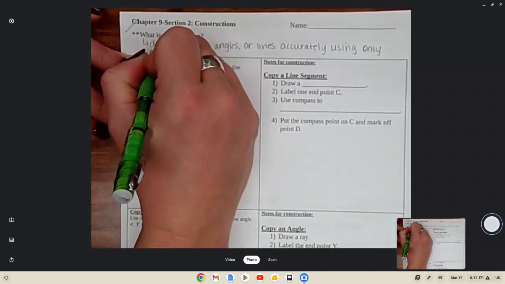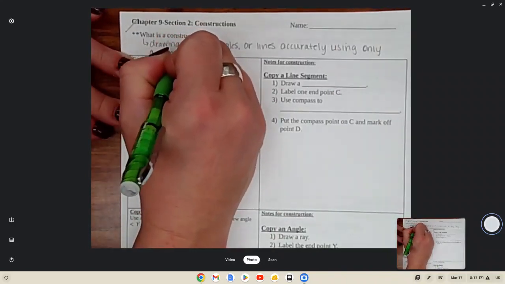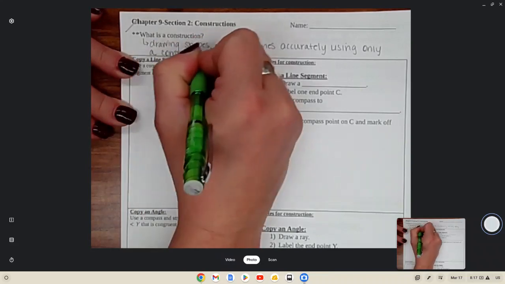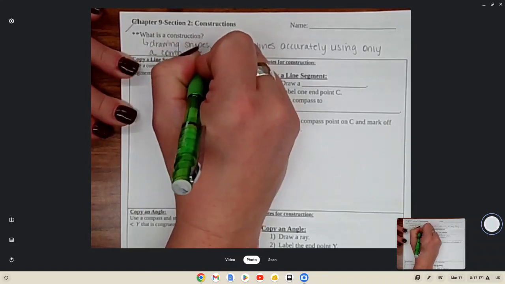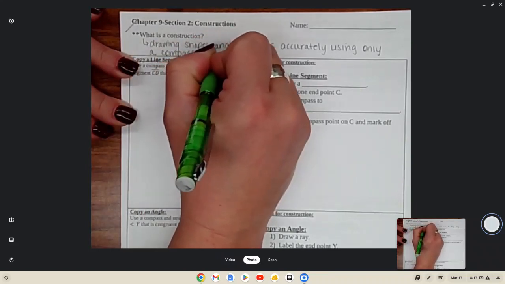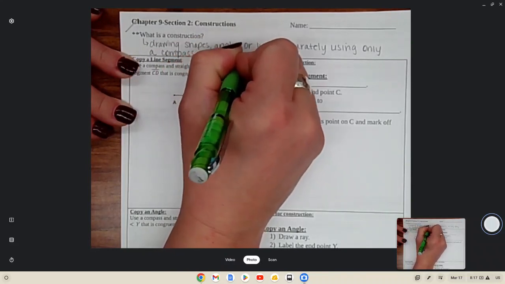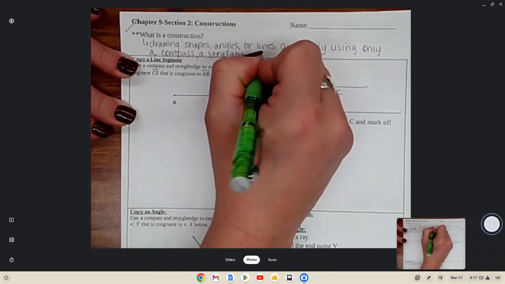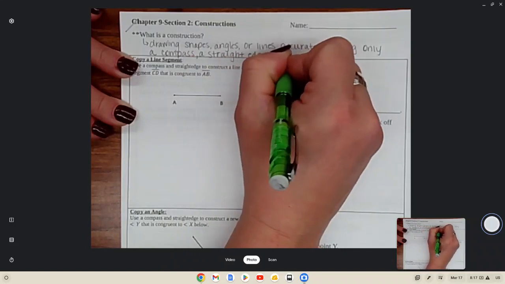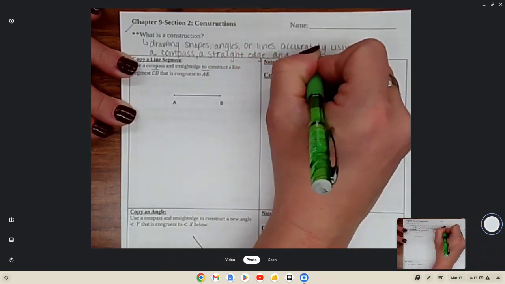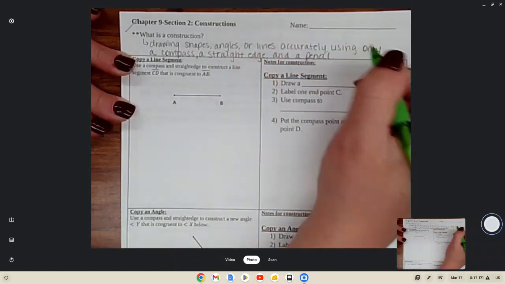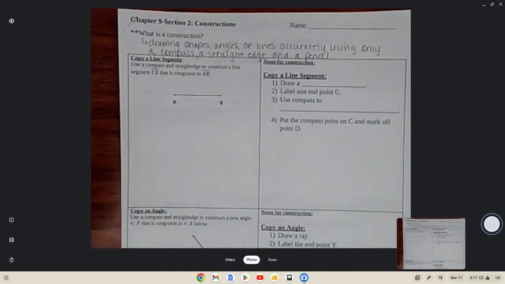only a compass, a straight edge, and pencil. So we're not going to use any rulers. We're not going to use any protractors, anything like that you would typically think to measure something. We're just going to use compass, straight edge.